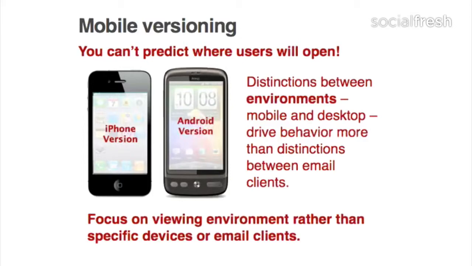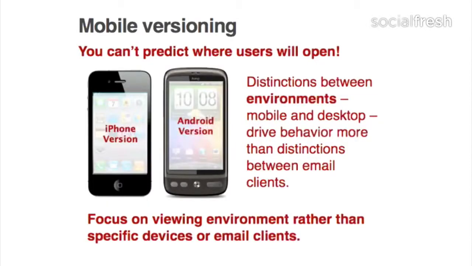Some more things not to do. Mobile versioning. If you have the ability to see where people are opening, which you do, you can tell if someone's opening on an Android phone, or on a BlackBerry. Resist the temptation to segment really heavily based upon that data and send specific versions for each kind of device. You can't predict where users are going to open. We have a lot of data saying that just because you might have opened on a phone once, you're not going to open every time.